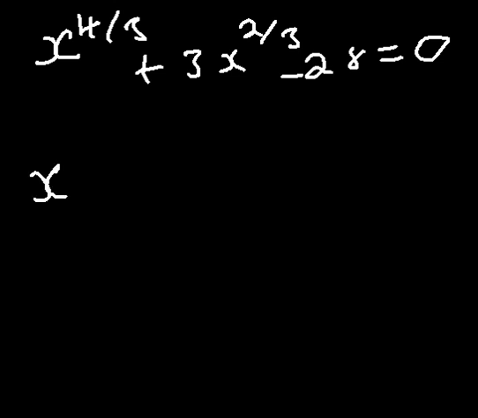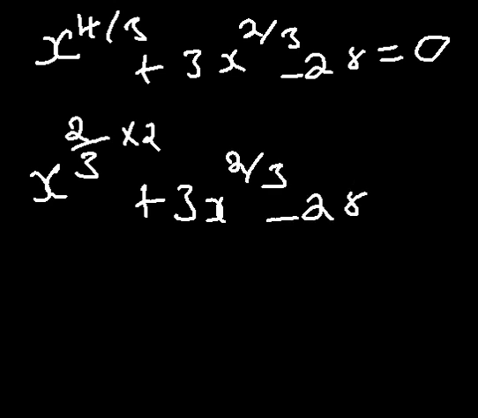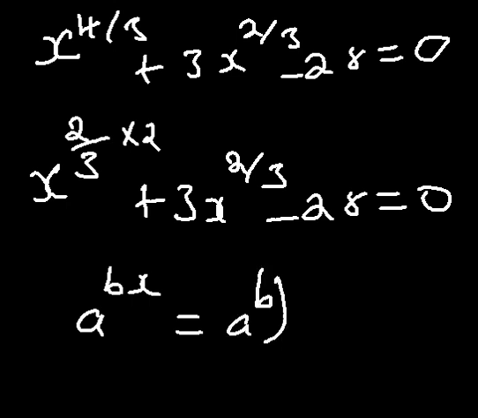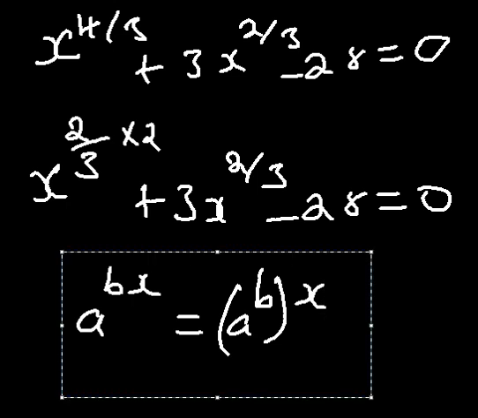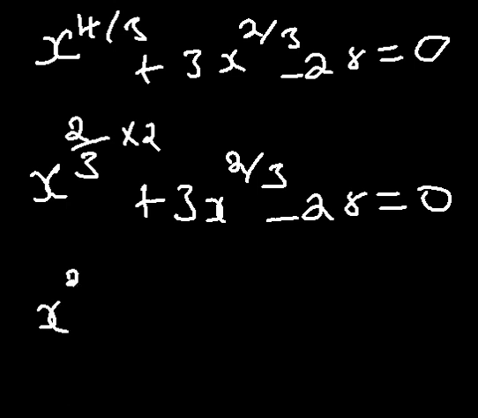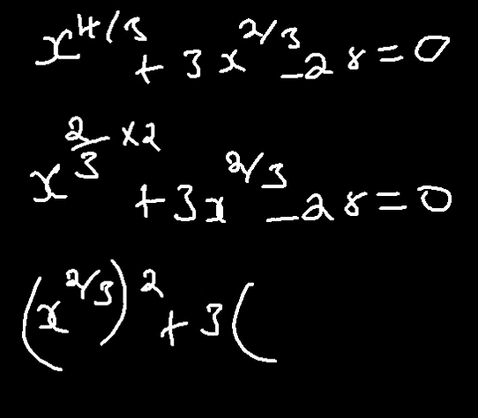So have it as x to the power 2 over 3 times 2, plus 3x to the power 2 over 3, minus 28 is equal to 0. Using the laws of indices, a to the power b times x is the same as a to the power b, to the power x. So I'm going to have x to the power 2 over 3, to the power 2, plus 3 times x to the power 2 over 3, minus 28, which is equal to 0.